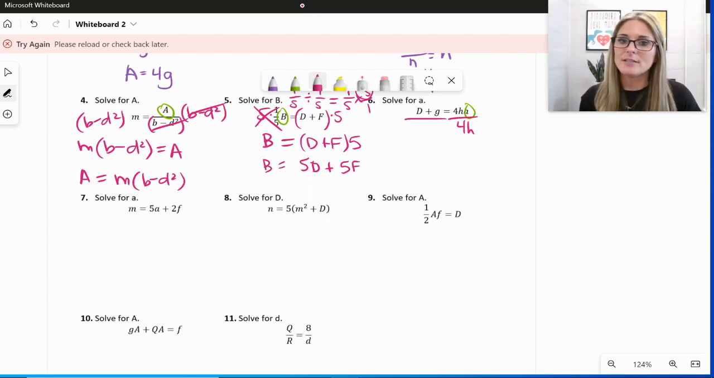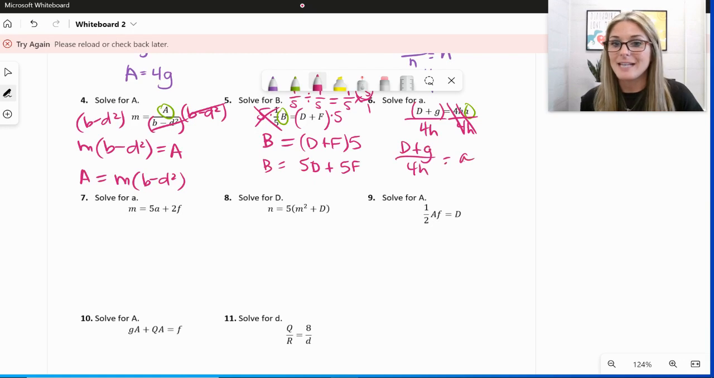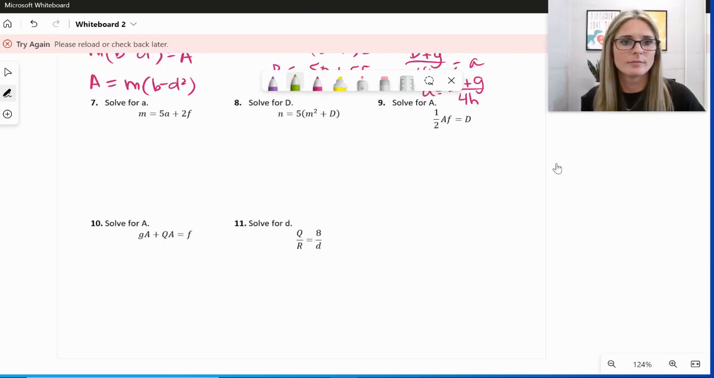Same thing here on this left side. This is D and G. If you want to throw parentheses around it, it's an entire group. We're dividing that entire group by 4H. So let's see what we have. D plus G divided by 4H equals lowercase a. I'm done. I'm just, for simplistic sake, going to flip it over. So it says lowercase a equals D plus G divided by 4H.